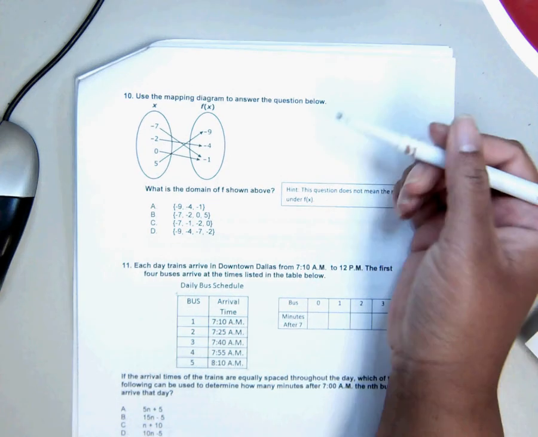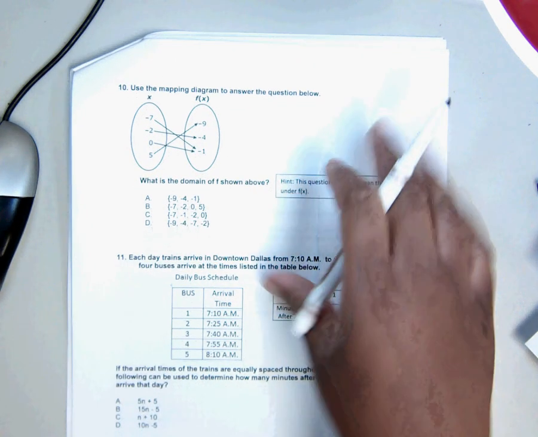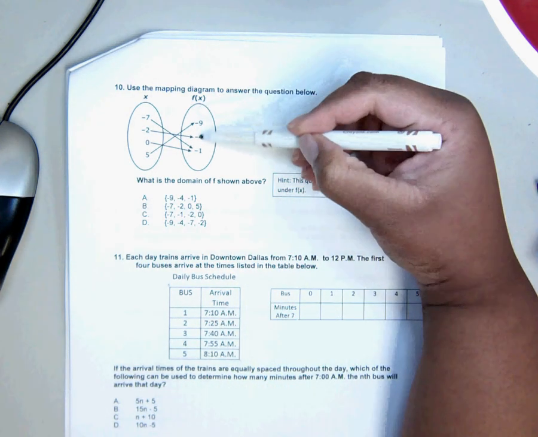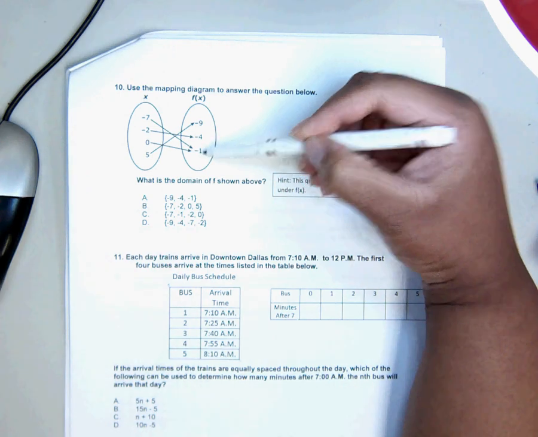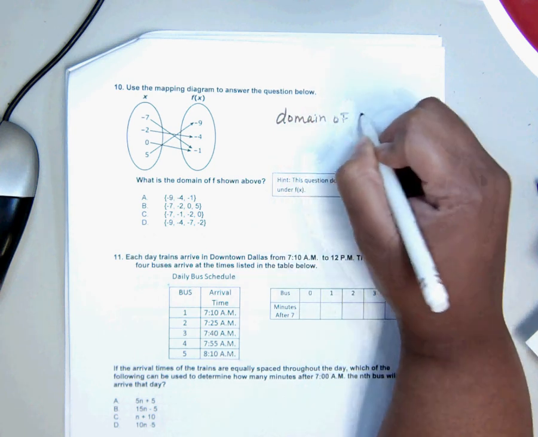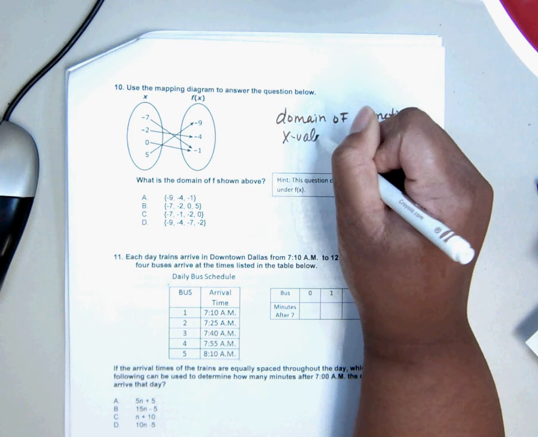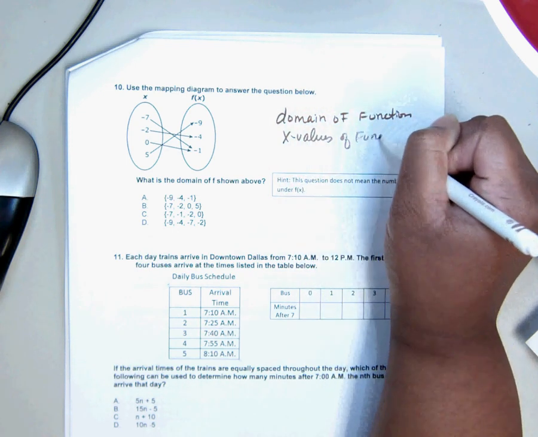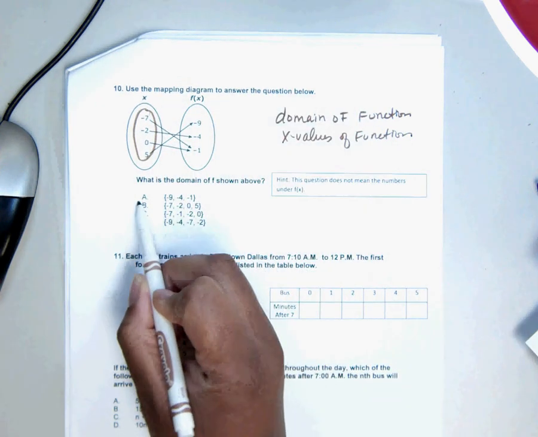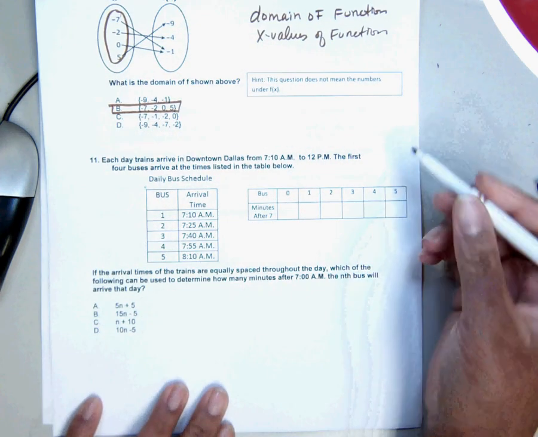Number 10 says, use the mapping diagram to answer the question below. Okay, everybody missed this. The question does not mean the numbers under this. When I say what is the domain of f, I mean what is the domain of the function. And we know domain means x, so what are the x values of the function is what I'm saying. So what are the x values? You got it, dude. B. Number 11. I'll start on the next video.